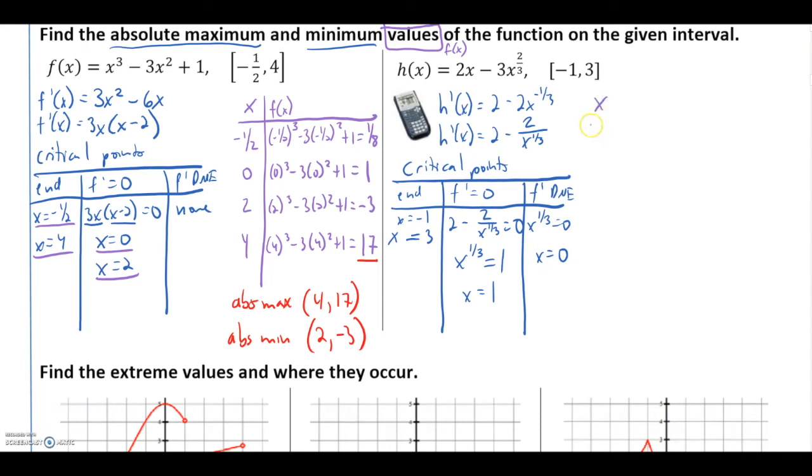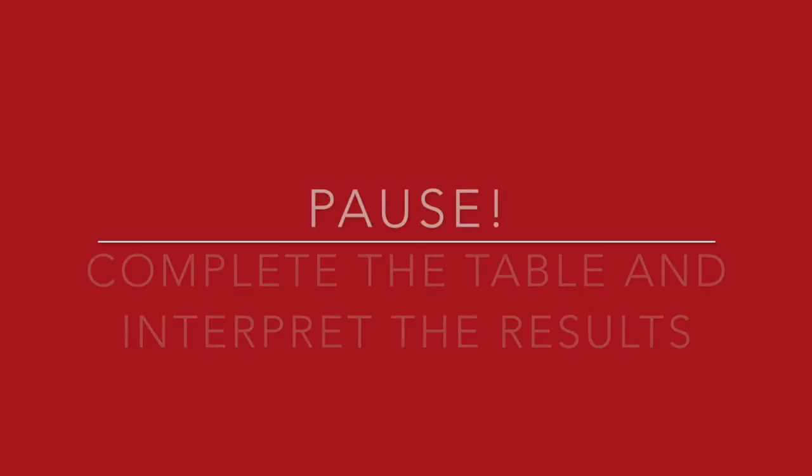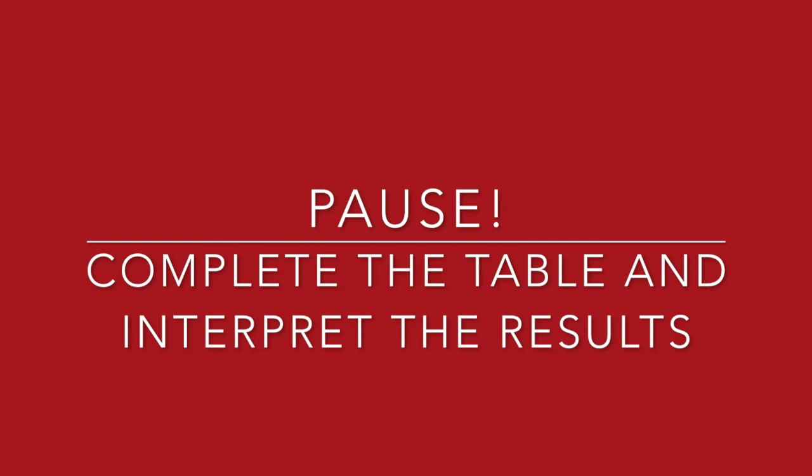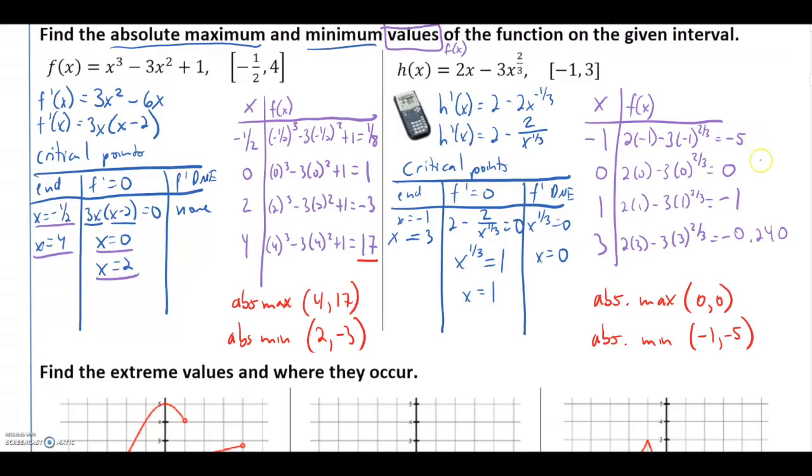So go ahead and set up your table with all of your possible locations for the absolute max or min. Go ahead and try to get those calculations on your own right now. Pause the video, and when you're ready to see the final results to this problem, go ahead and restart. Okay, and so notice I definitely used a calculator to figure out f of 3, and the absolute maximum occurs at (0, 0), so my biggest value is 0, and my absolute minimum occurs at (-1, -5).